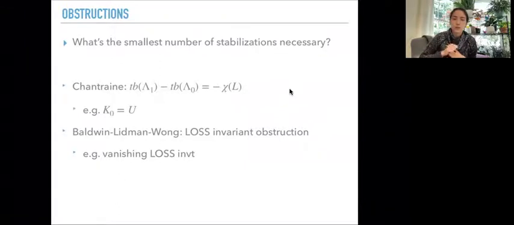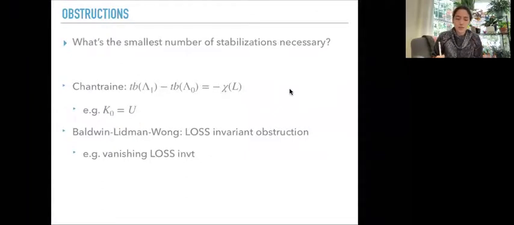decomposable Lagrangian cobordisms. One of the first ones was from Chantraine, which said that the Thurston-Bennequin number of the top knot minus the Thurston-Bennequin number of the bottom knot needs to be negative the Euler characteristic of that decomposable Lagrangian cobordism. In particular, if we're talking about the bottom knot being the unknot, well, the max TB of the unknot is -1. So that immediately tells you something about the relationship between the TB of the unknot and the TB of the top knot.